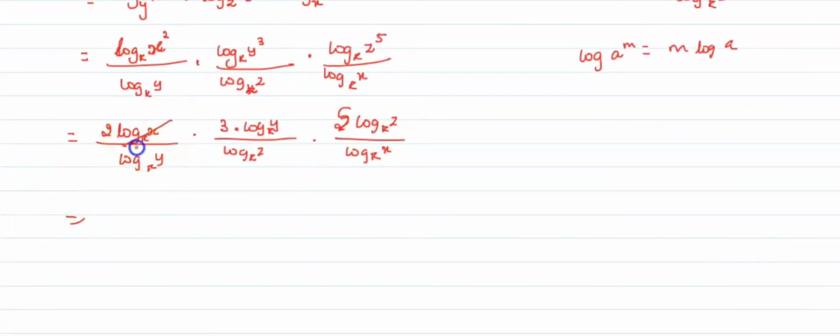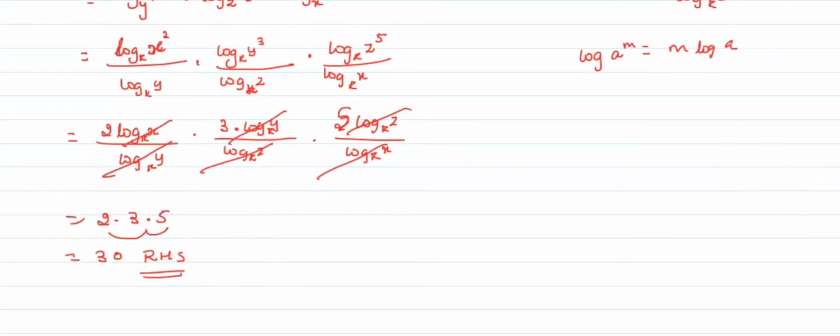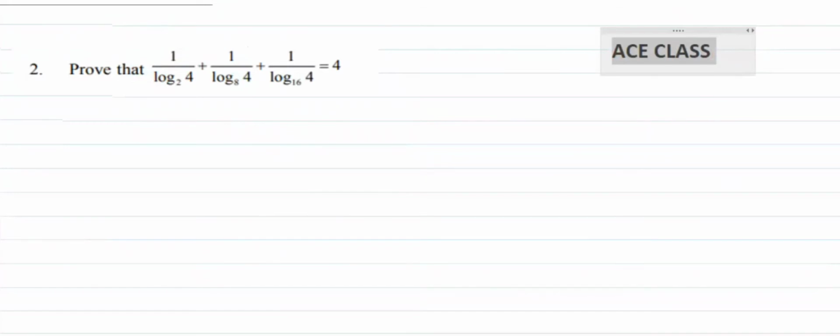Log x to the base k and log x to the base k will get cancelled. Log y to the base k and log y to the base k get cancelled. Log z to the base k and log z to the base k will get cancelled. What is left is 2 into 3 into 5. That is 2 threes are 6, 6 fives are 30, which is your RHS. Hope you understood. Next question.